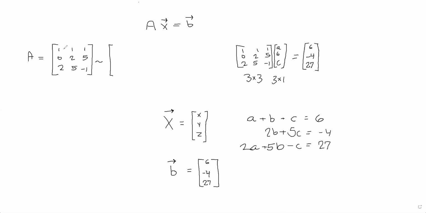So I want to leave the first row alone. I'm going to swap row 2 and row 3. So row 1 gets left alone. I'm going to swap these two rows. So I'm going to have 2, 5, -1. And then I'm going to have 0, 2, 5. And then from there, I'm really interested in making this 2 into a 0.